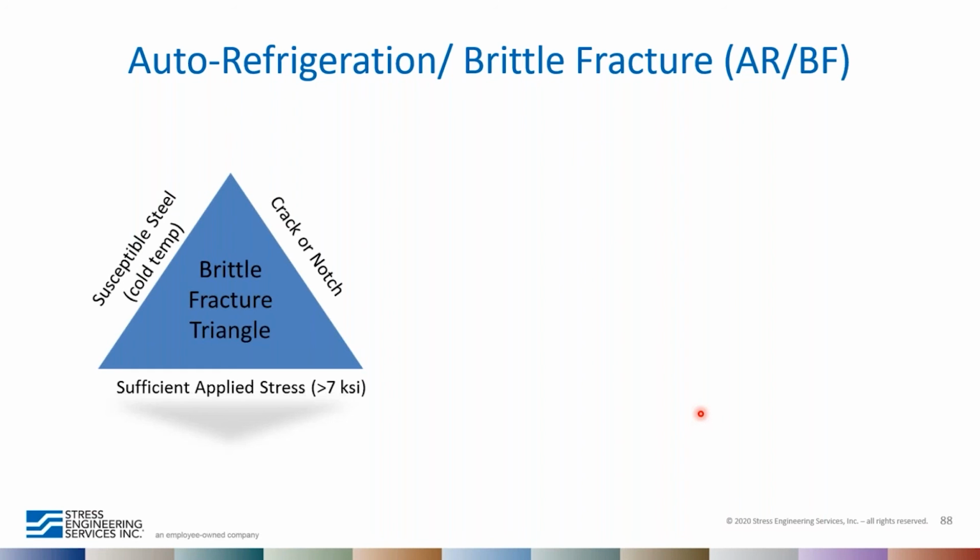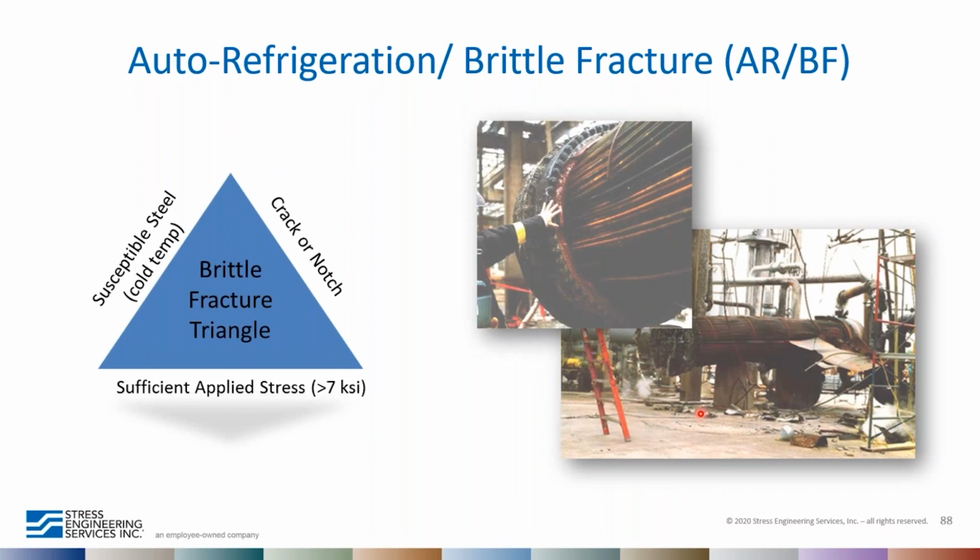Oftentimes what happens is that the pressure vessel operates at ambient temperatures and is fine, has adequate toughness, but then suddenly experiences some cooling event like an auto refrigeration, or it can also be from ambient temperature that cools it to lower shelf toughness while it's still under load. And that can lead to a very sudden fracture, like this, for example. This is a pressure heat exchanger where it got very cold and the shell effectively just shattered.